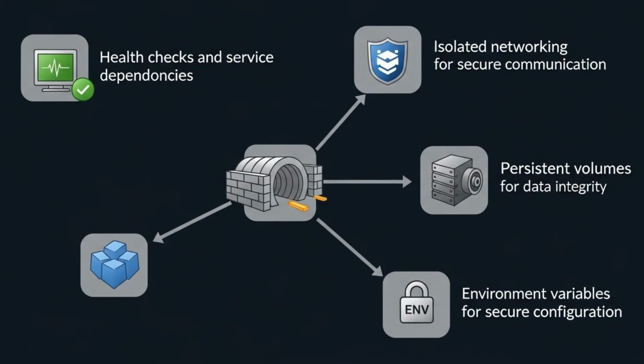This means your valuable quiz data, user uploads, and application logs will survive even if containers are stopped or recreated. Finally, environment variables provide secure configuration, allowing you to keep sensitive data like API keys and database passwords out of your code, following best practices like the 12-factor app methodology used by major cloud platforms. These patterns are crucial for building reliable and secure AI applications.